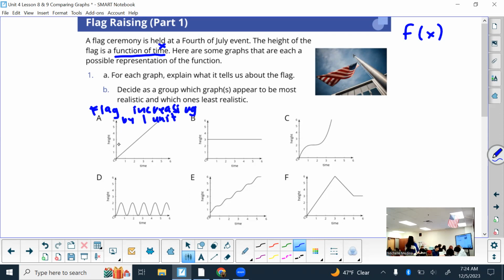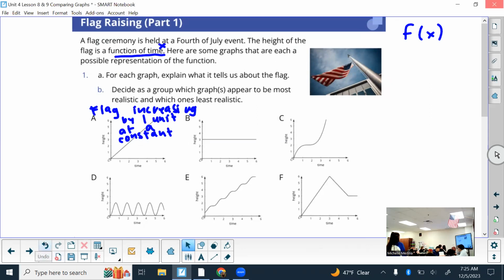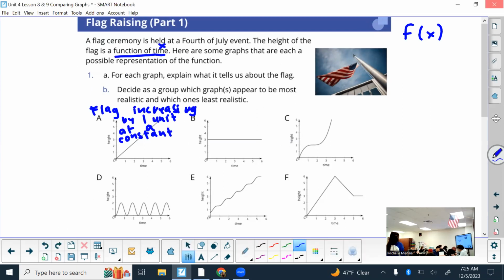But good, I like that we're incorporating the axes, to kind of talk about our rate of change. You could say at a constant rate as well. So flag increasing by 1 unit at a constant rate. What type of graph is flag A? Linear, good. So this is not our only one that's linear, but we can expect the average rate of change to be the same throughout.